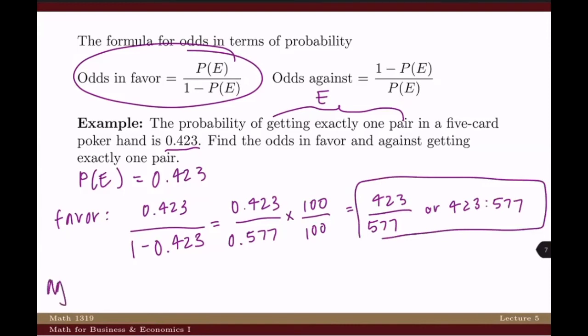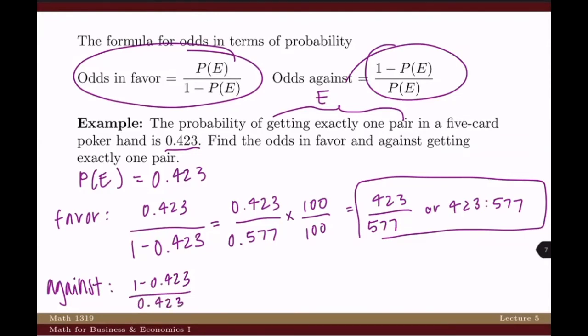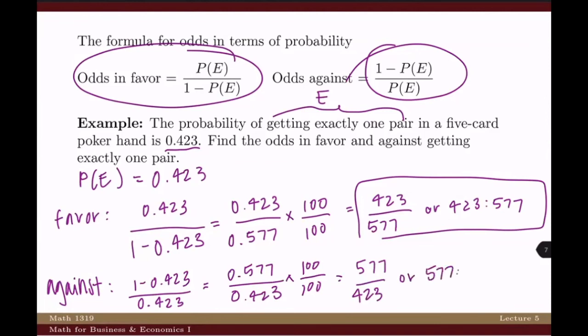Next, we are going to do the odds against, and we're going to use this formula. So we'll have 1 minus 0.423 divided by 0.423, which is 0.577 over 0.423. Can multiply that by 100 over 100. So that's 577 over 423, or 577 to 423. Okay, moving on.